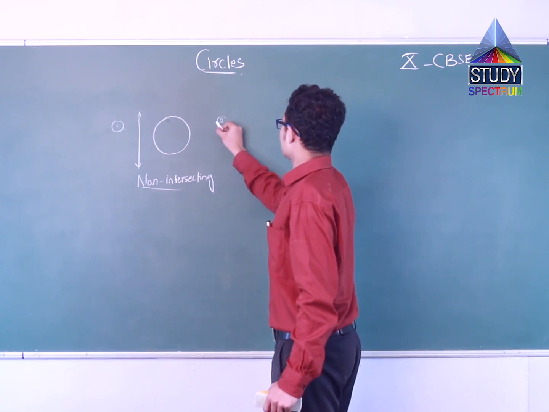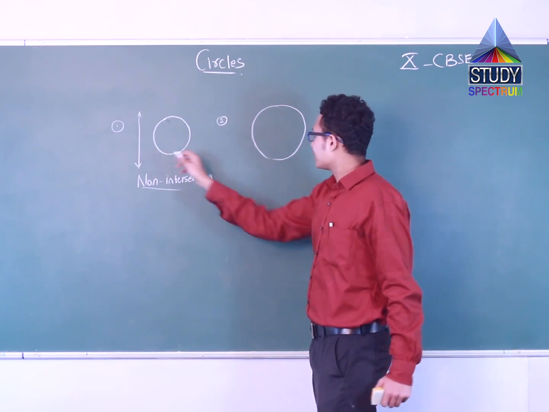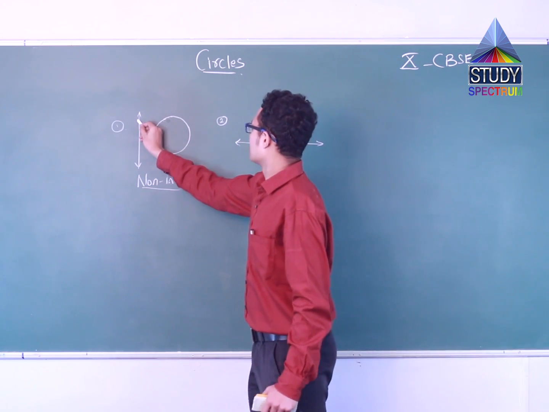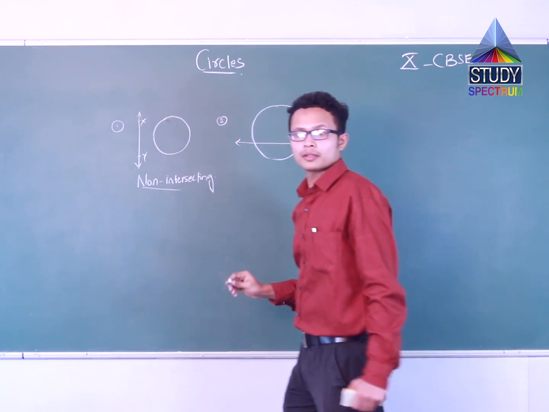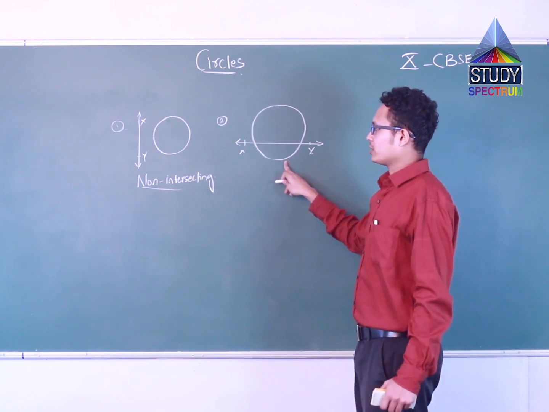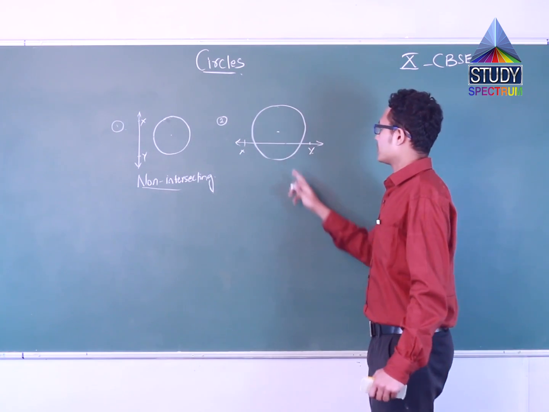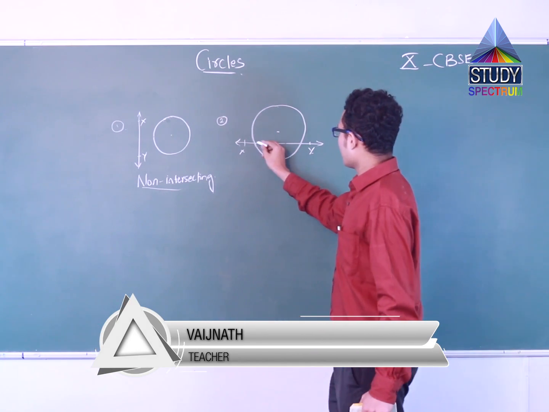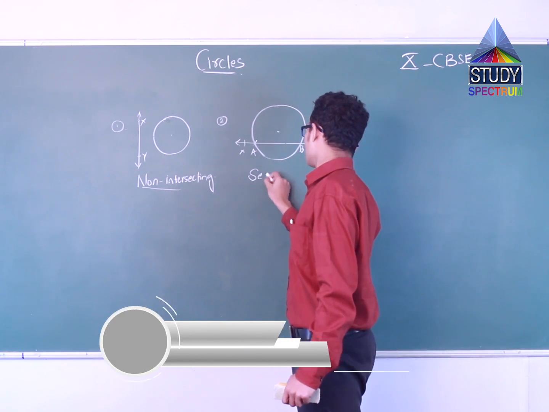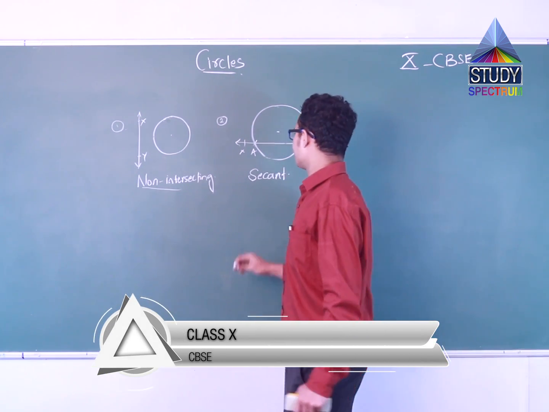Next, second case, I could have this same line intersecting, let's say somewhere around here. You can take anywhere. Say this is x and this is y. Now this line is intersecting the circle at 2 points, at say A and B. It is not passing through the center. This line forms a secant. A line which intersects the circle at 2 points is called a secant.